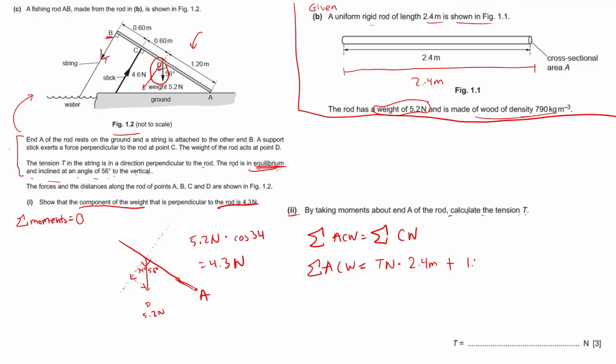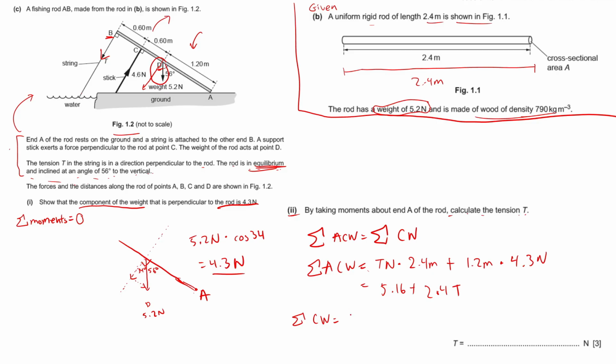Multiply the distance of the entire rod, which is going to be 2.4 meters, added to the moment of the weight, which is going to be 1.2 meters multiplied by 4.3 newtons. And then we can simplify this into 5.16 plus 2.4 T.